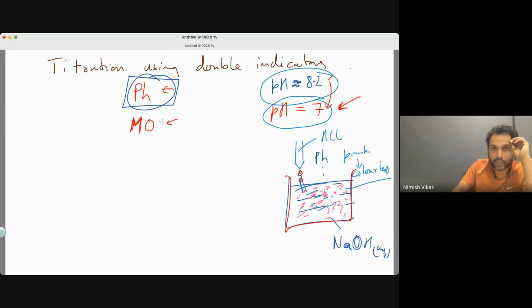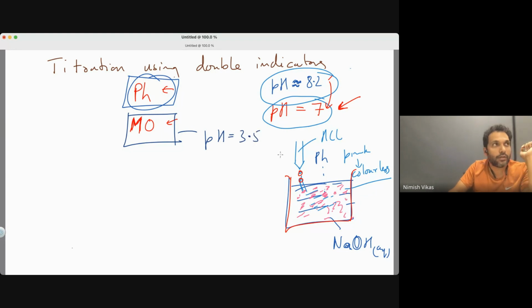So methyl orange also shows a color change, but unfortunately, it shows a color change when it is quite acidic. It is going to show a color change in the range of pH 3 point something. I'll just write 3.5 or so. So it has become really acidic, and then it is going to show a color change. Is that clear?